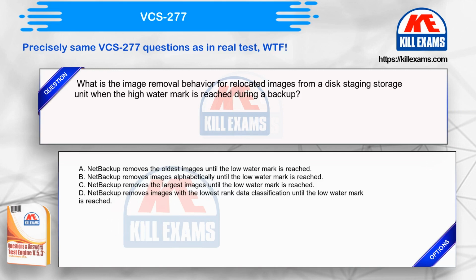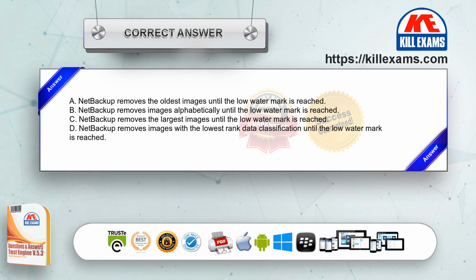What is the image removal behavior for relocated images from a disk staging storage unit when the high watermark is reached during a backup? Option A. NetBackup removes the oldest images until the low watermark is reached. Option B. NetBackup removes images alphabetically until the low watermark is reached. Option C. NetBackup removes the largest images until the low watermark is reached. Option D. NetBackup removes images with the lowest rank data classification until the low watermark is reached. The correct answer is option A.